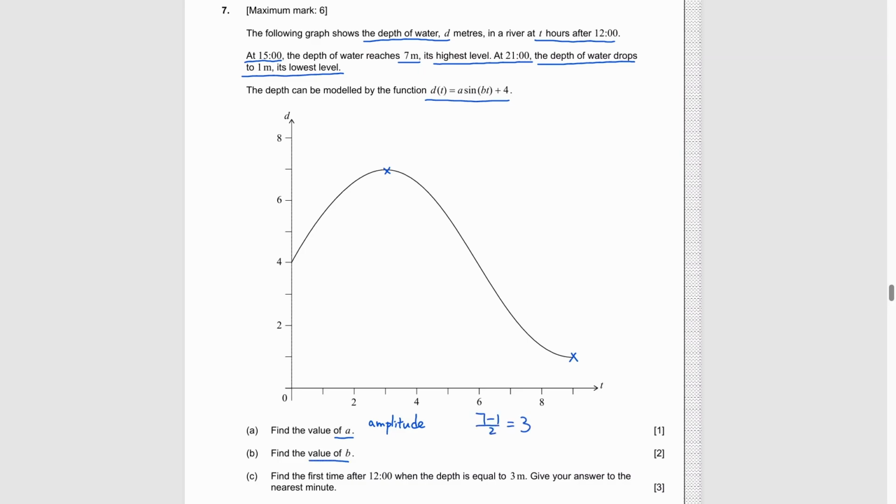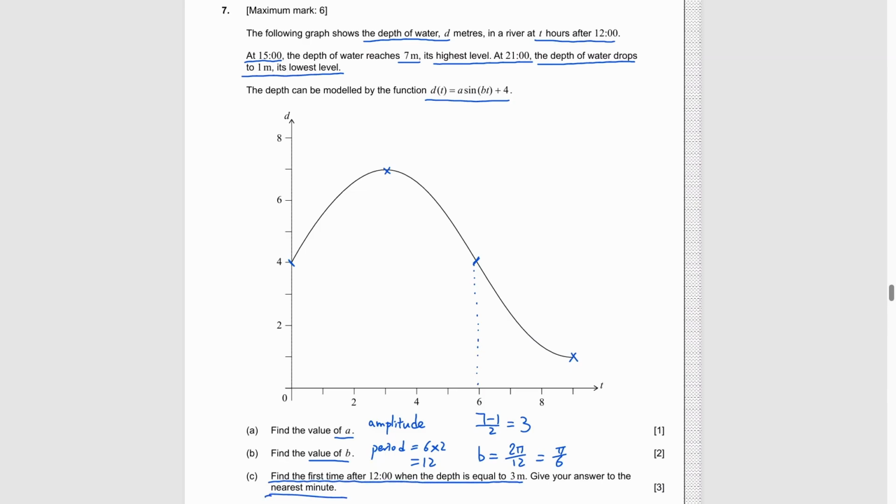Next, we want to find B. To do this, we first determine the period. We see that the water returns to the mid-level when T equals 6. So, the period is 12. From this, B is 2 pi divided by the period.